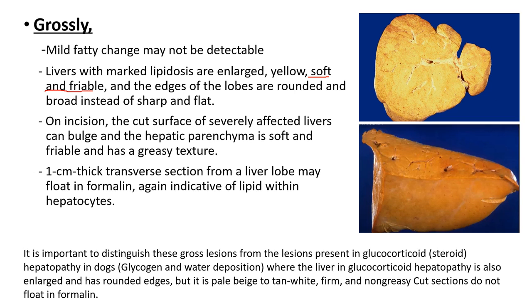The edges of the lobes are rounded and broad. Whenever you see the lobe, this surface should be sharp and flat. But in fatty change, you're going to see it more rounded. If you consider this the end of the lobe, you're going to see the border kind of rounded, not sharp.